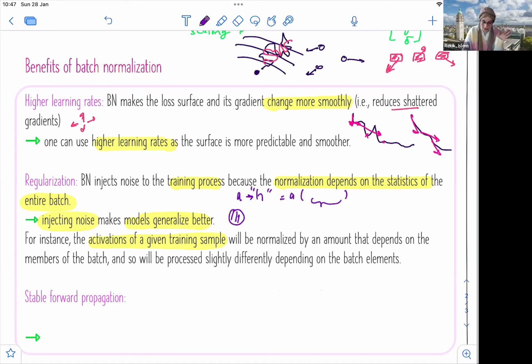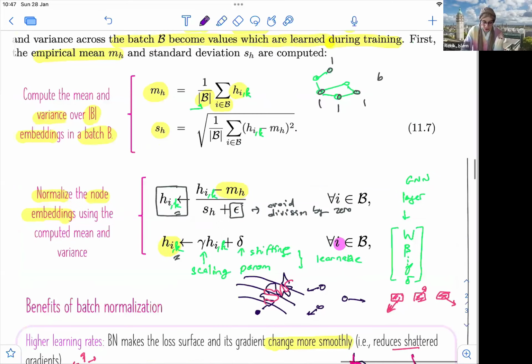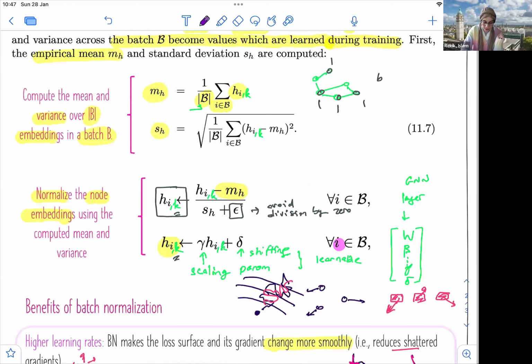So this will be normalized by an amount that depends on the members of the batch, because remember the formula we have, the HI has been normalized with respect to first the mean, MH, and the standard deviation. And this mean and standard deviation depends on the batch itself, the elements in the batch, because it's calculated over the whole batch. And then we learn the scaling and the shifting.